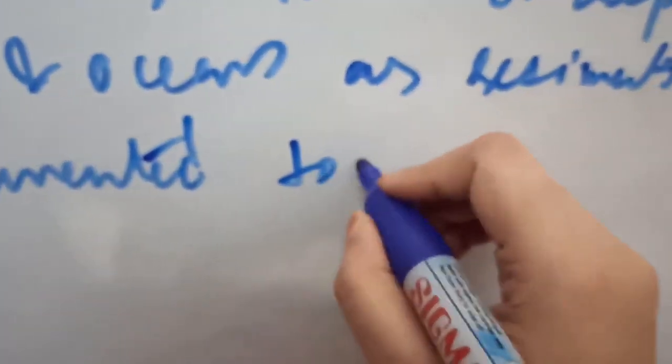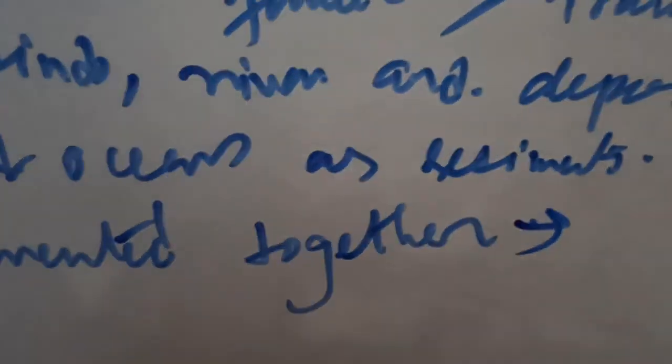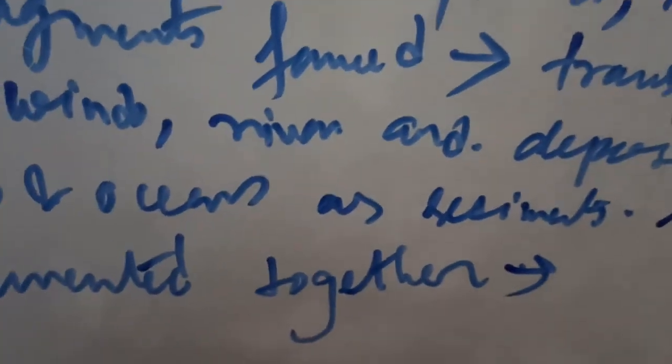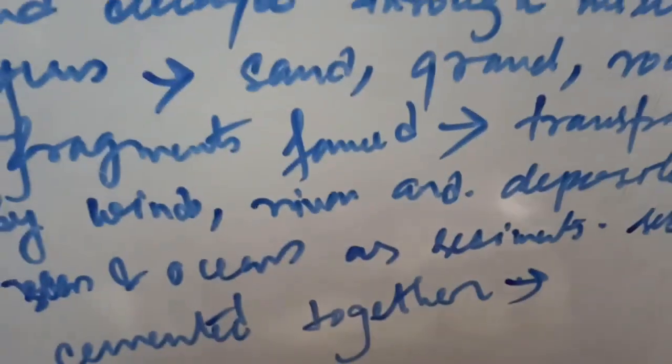Okay, with time all these sediments got cemented together and finally the sedimentary rock has formed. Okay, so this is how the sedimentary rocks have formed from the eroded materials of the igneous rock itself.